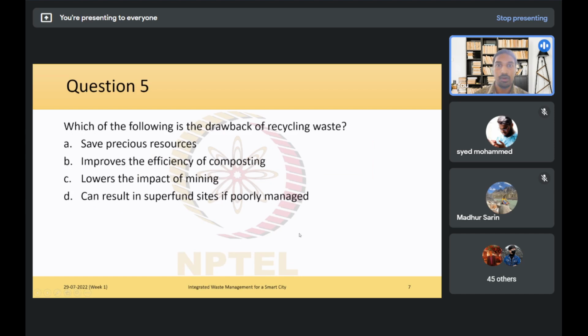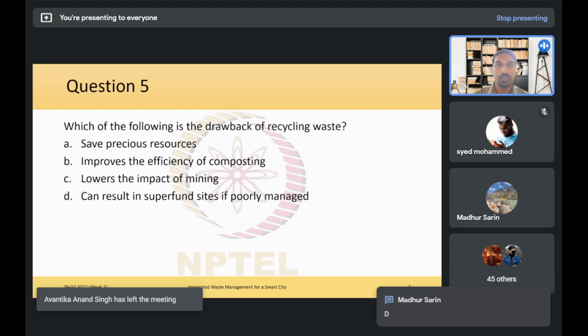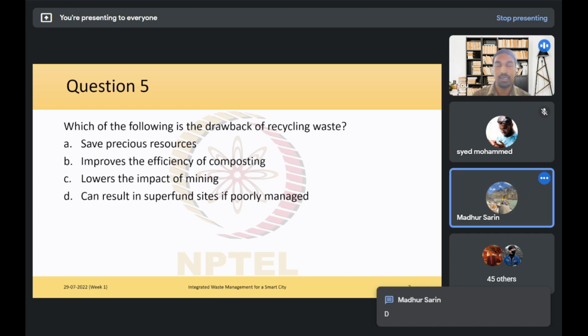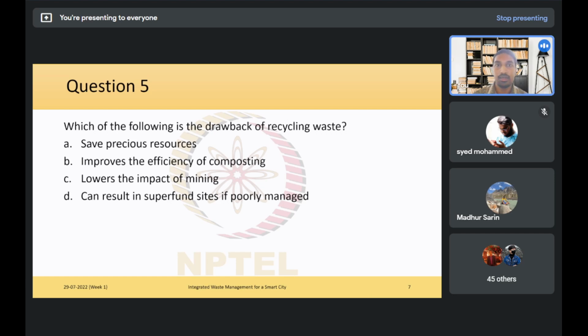Question 5: which of the following is the drawback of recycling waste? Again, recycling is one of the ways of handling waste, right? We have four options: save precious resources, improves the efficiency of composting, lowers the impact of mining, can result in superfund sites if poorly managed. If you look at the options, the first three are actually not a drawback of recycling, right? These are the advantages that we get from recycling these wastes.